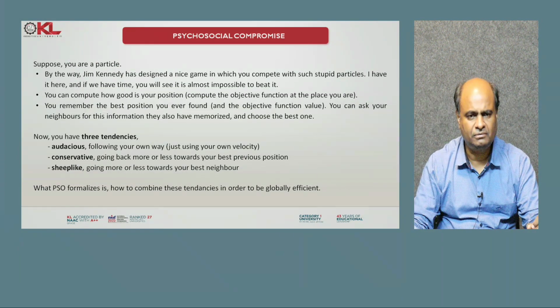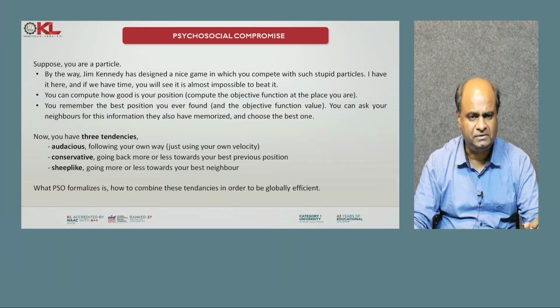You can compute how good your position is. Again, you check your position, whether you are going in the wrong direction or the correct direction. That is required to compute the objective function. You remember the best position you ever found, that is, the best position you already got in the previous iteration or previous solution, and you have to remember that. And you can ask your neighborhood for this information. They also memorize and choose the best one. So your neighborhood also remembers your position, and they will help to get the desired goal.